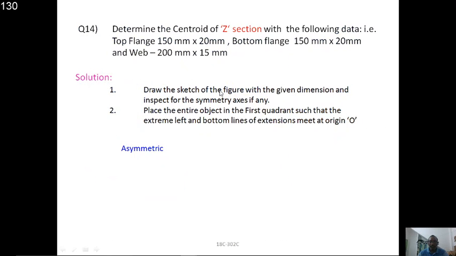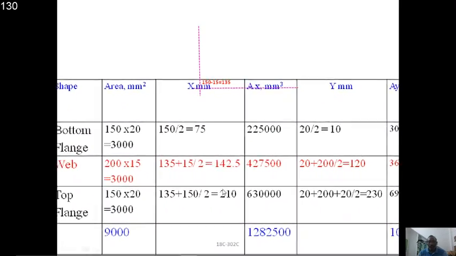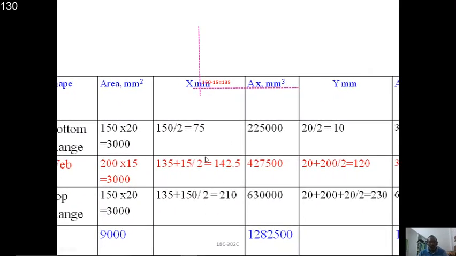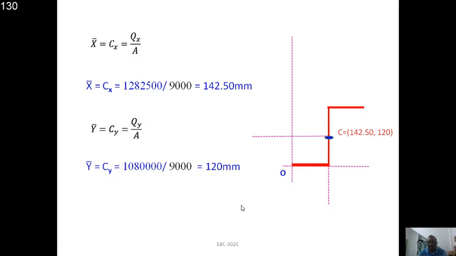So this is the thing you need to keep in your mind. If you are changing the orientation, the values will also automatically change, right? So the top flange becomes the bottom flange values, but your centroid will be the same. You see that the centroid, 142.5 and 120 mm, will be the same as you obtained in the earlier case also. So please note these values, keep these values in your mind, 142.5 comma 120.